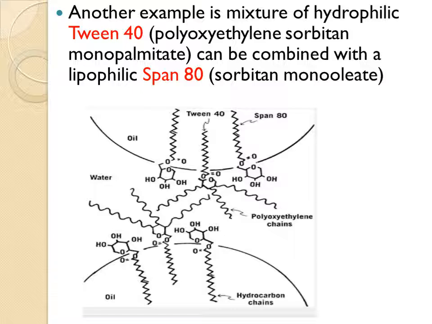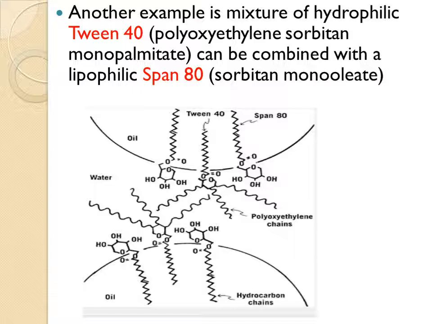Along with this, Tween 40 is mixed with Span 80. In the molecular arrangement, between two Span molecules there is one Tween molecule present. The fatty acid chains are palmitic acid in the case of Tween, and oleic acid in the case of Span. These fatty acid chains are present on the oil side and create very small van der Waals forces of attraction, and because of that they get firmly attached inside the oil globules.